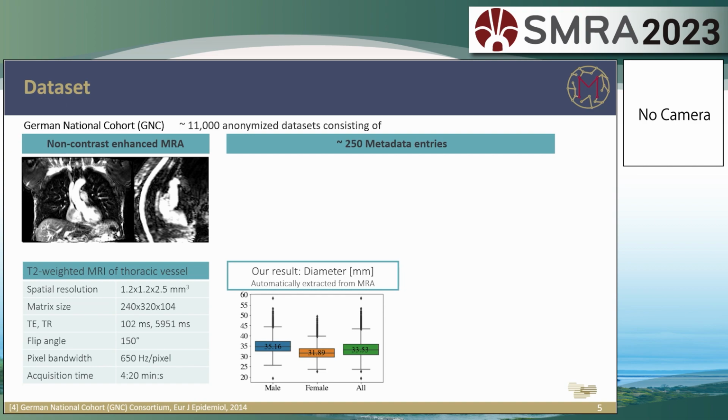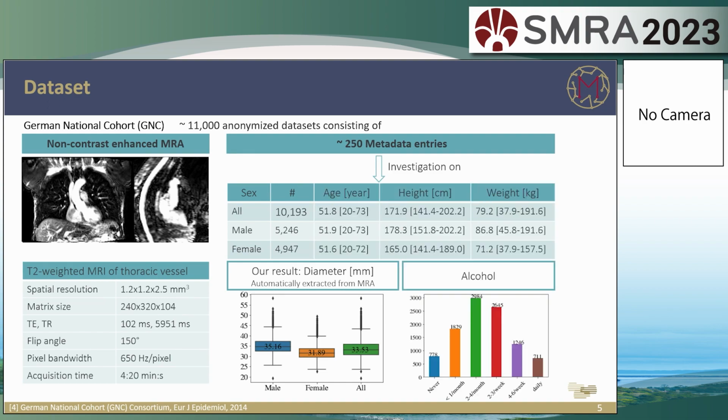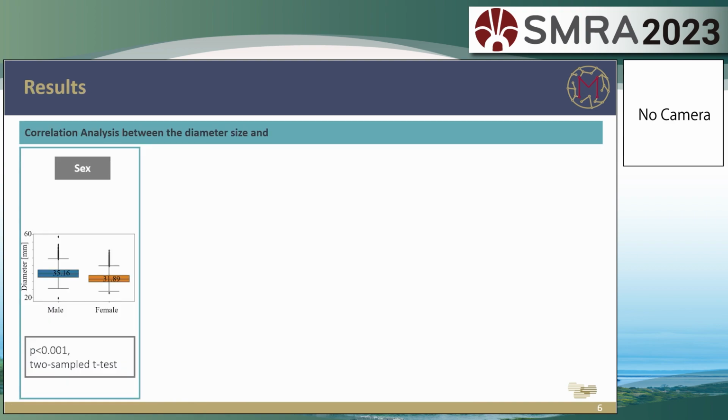And then for the second step of the work, we chose some metadata variables, and therefore we decided to use the sex, age, height, weight, and the alcohol consumption of the subjects. And then we wanted to find out which of those factors influence the diameter size of the thoracic aorta and how they are related. And with this, I'd like to share our findings. So as I mentioned, we first performed those standard statistical tests to just get an insight into how the variables are correlated.